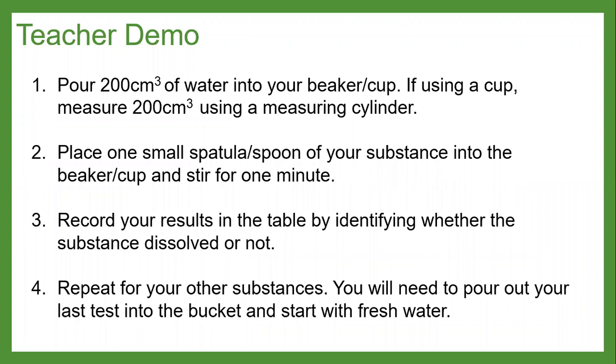So you might do something like this. Pour 200 cubic centimeters of water into your beaker or cup. If using a cup, measure 200 cubic centimeters using a measuring cylinder. Then place 1 small spatula or spoon of your substance into the beaker or cup and stir for 1 minute. You could then record your results in the table by identifying whether the substance dissolved or not. And then repeat for other substances. You will need to pour out your last test into the bucket and start with fresh water.